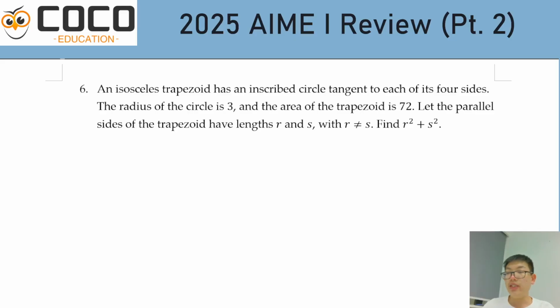Question 6 gives me quite a specific piece of information: an isosceles trapezoid with an inscribed circle tangent to each of its 4 sides. I'll draw a circle first, and then I'll try to draw a trapezium around it that is also isosceles, meaning symmetric. Okay, so this can kind of do. I'm told that the radius is 3 and the area is 72.